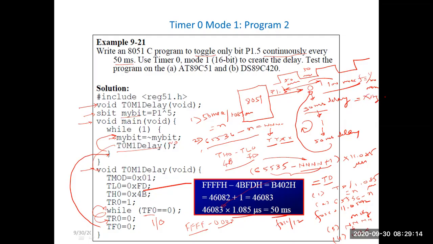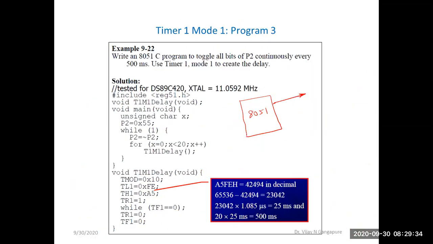In this way, this program generates a precise time delay of 50 millisecond while toggling pin 5 of port 1. In this way it is generating a square wave of a particular frequency whose time period is 100 millisecond. So this is timer 0 mode 1 programming.